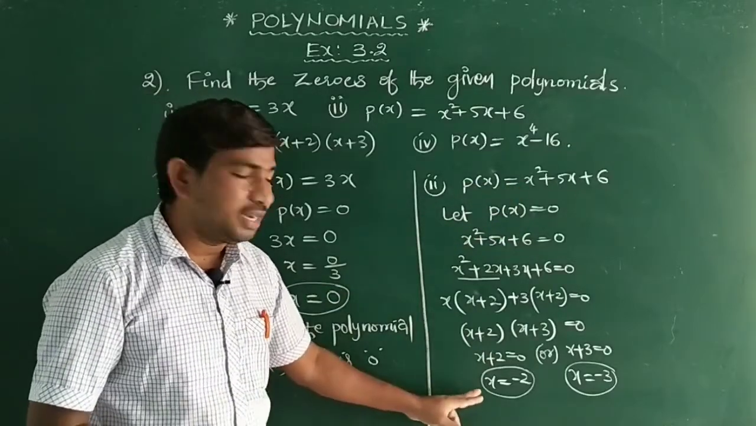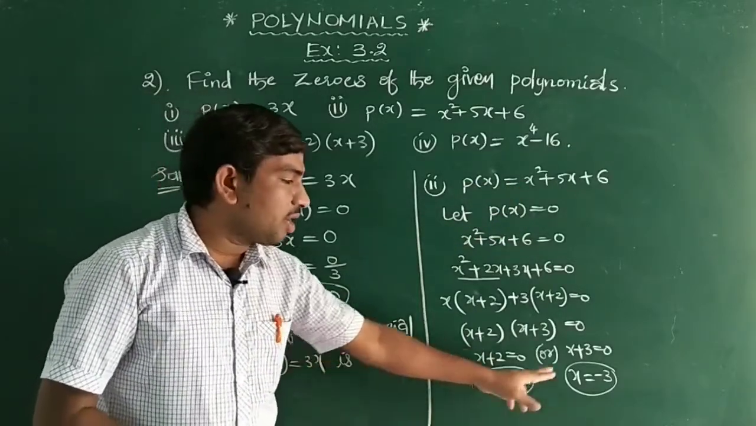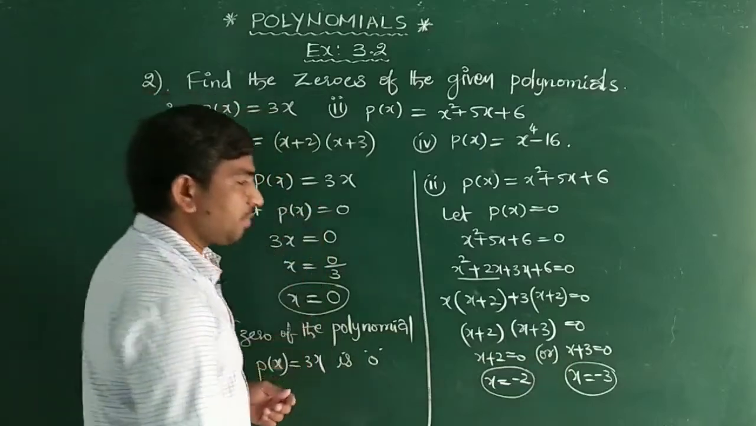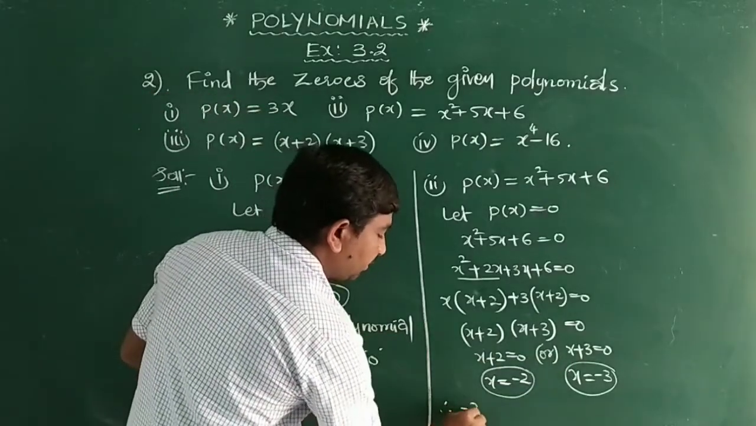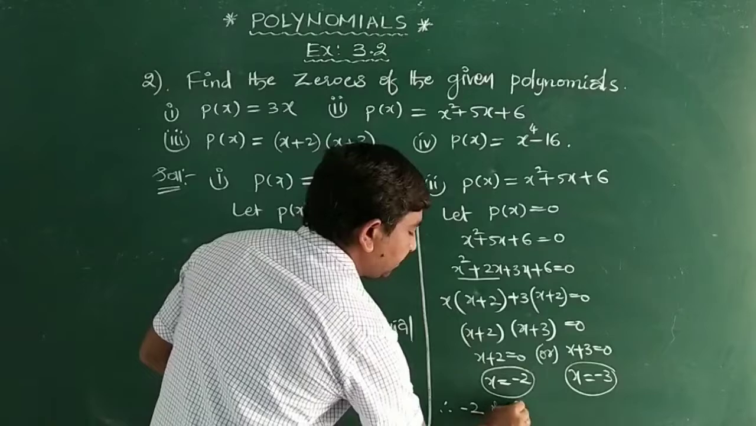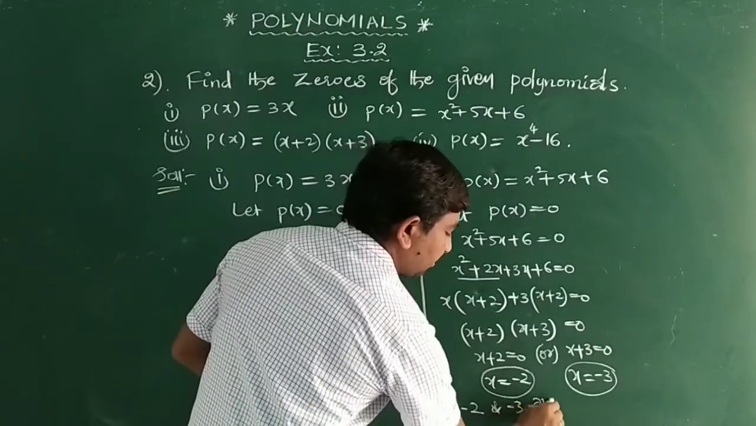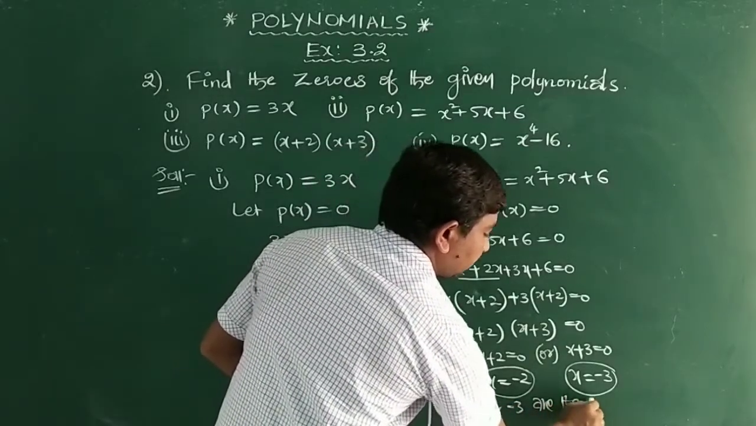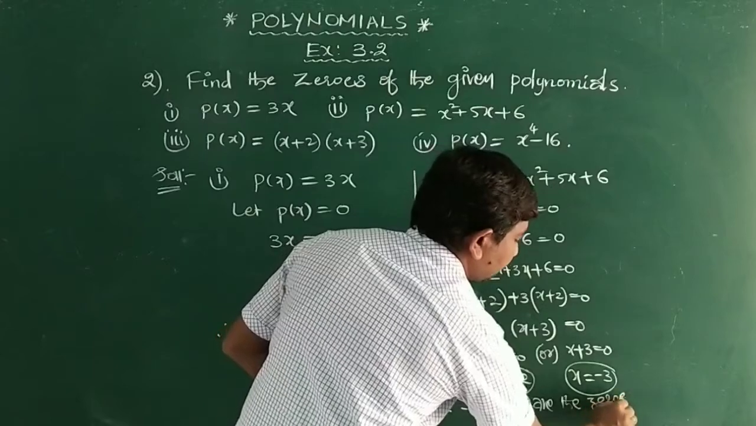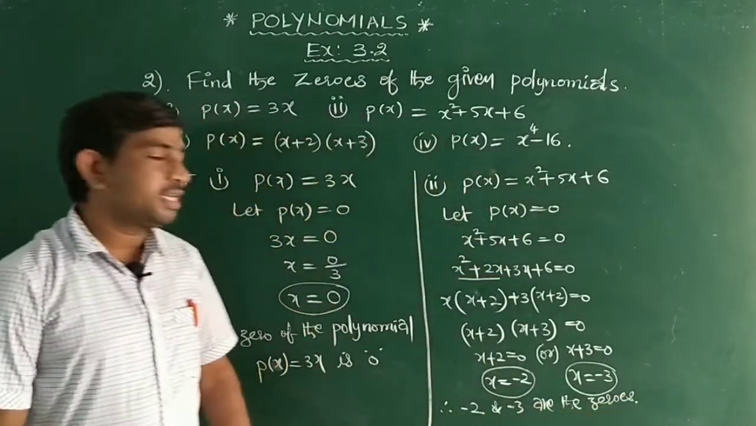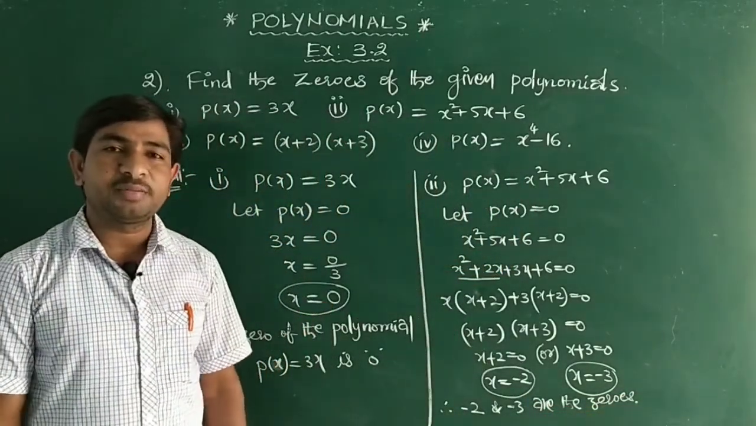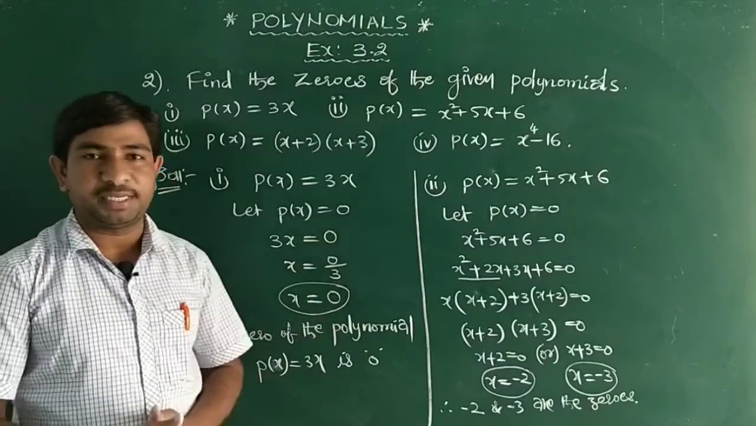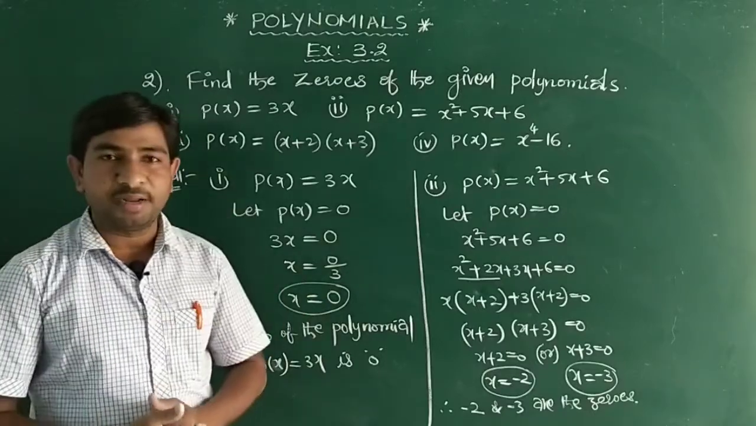Right. Finally, what do we have to write? Minus 2 comma minus 3 are the zeros of the polynomial. Therefore, minus 2 and minus 3 are the zeros. Okay. Minus 2 and minus 3 are the zeros of the polynomial. So the second problem is completed. Now see the third problem.